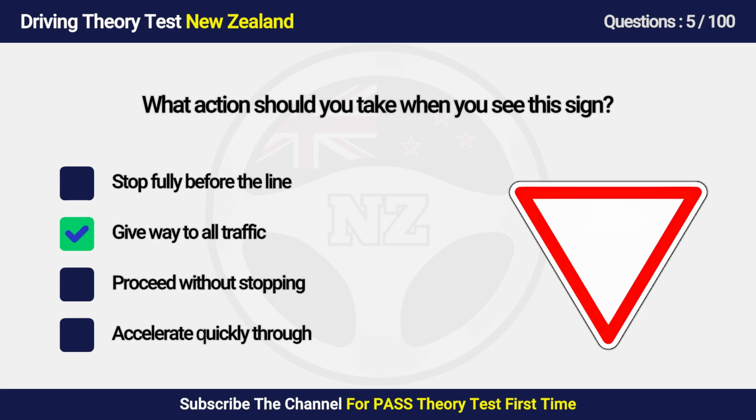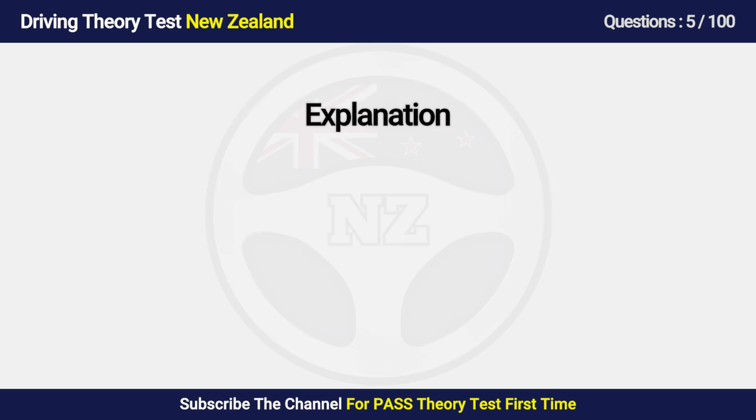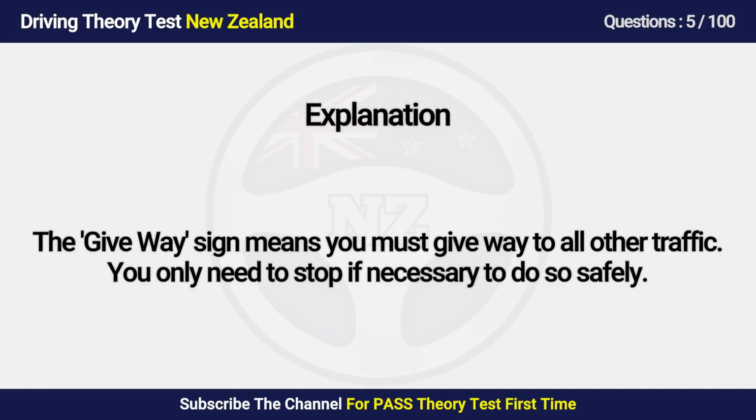Answer is B. Give way to all traffic. The give way sign means you must give way to all other traffic. You only need to stop if necessary to do so safely.